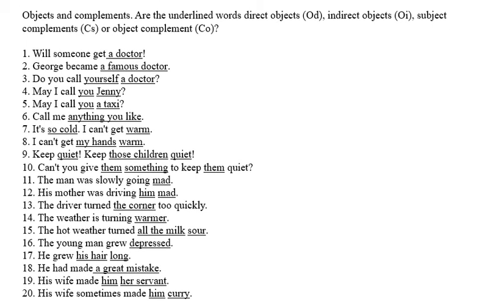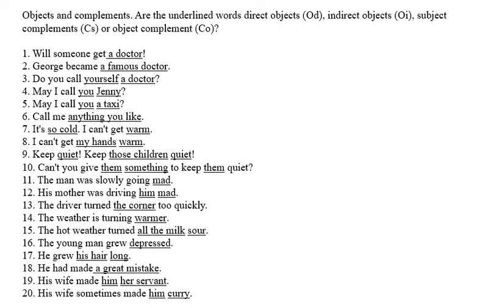The next exercise is a very long one. I'm going to go through these fairly quickly, because there's a lot to get through. Most of them are sort of in pairs to some extent to compare things. So here we're looking at objects and complements, and we will make a difference between direct objects and indirect objects, and between subject complements and object complements. Okay.